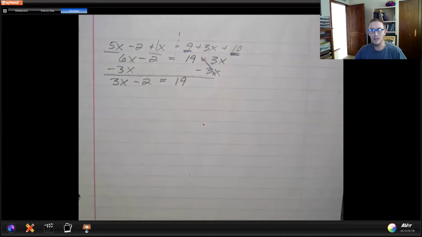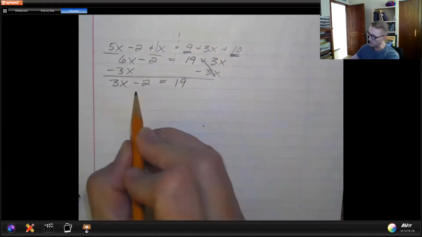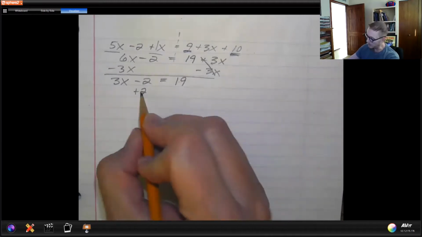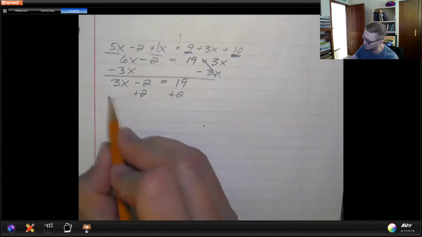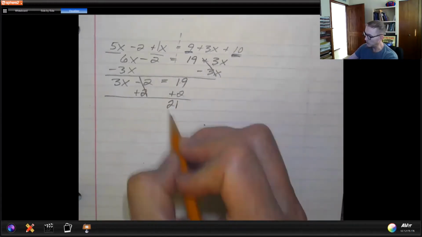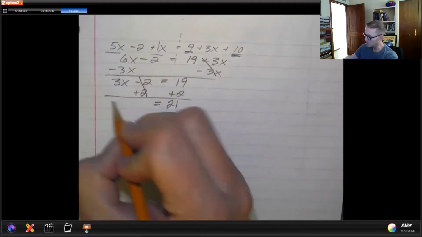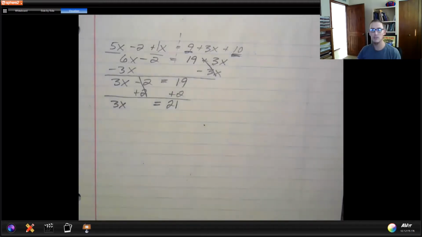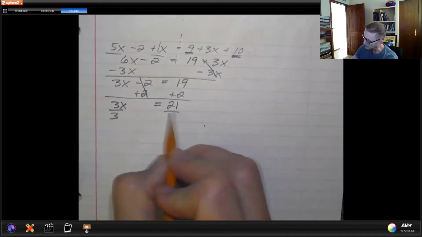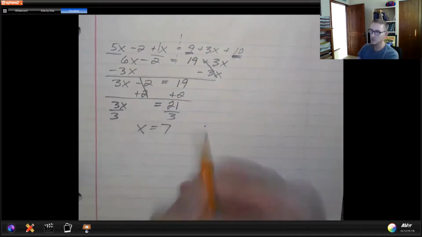At this point, you should recognize that is a two-step equation. Step one in a two-step equation is to undo the addition and subtraction. So I'm going to undo the minus 2 with a plus 2. Whatever I do to one side, I do to the other side of the equals. 19 plus 2 is 21. Bring down the equals, bring down the 3x. And the final step is always to divide by whatever number is touching x. So I'm going to divide by 3 on both sides, and x equals 7.